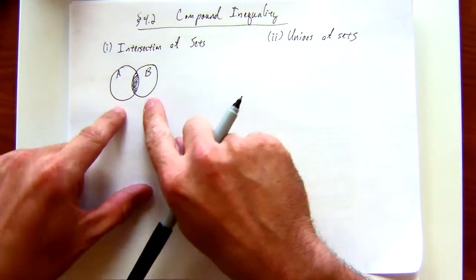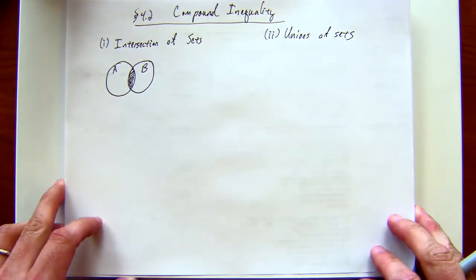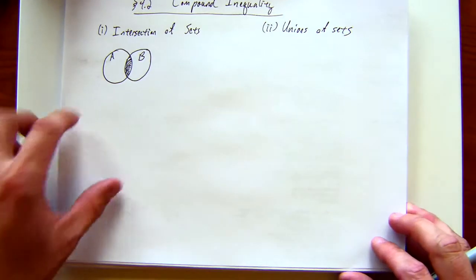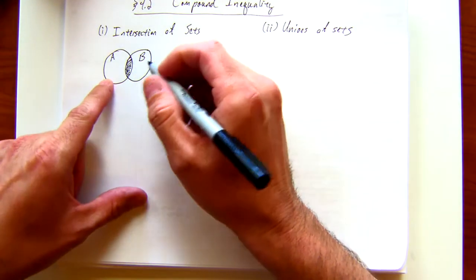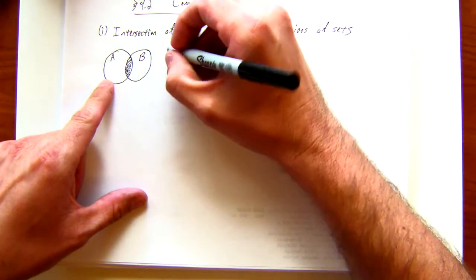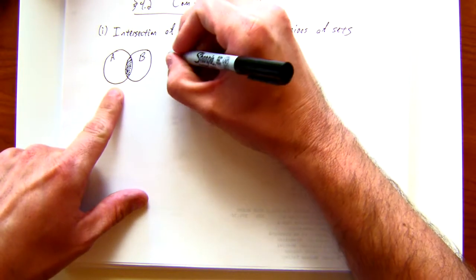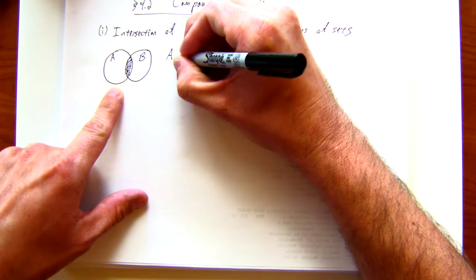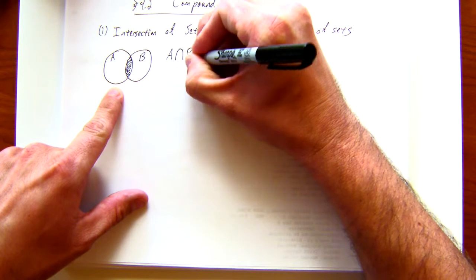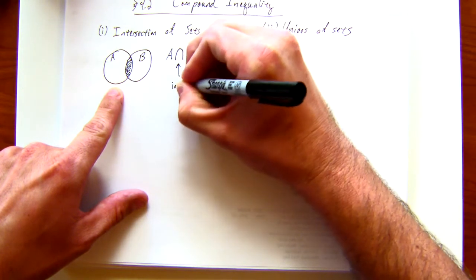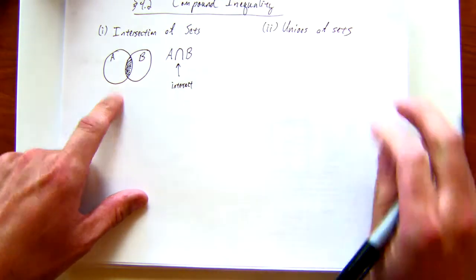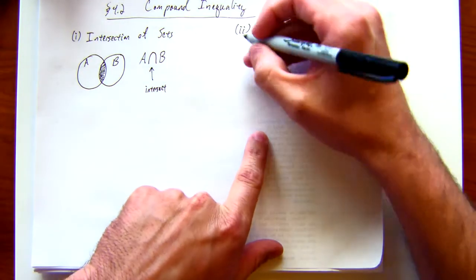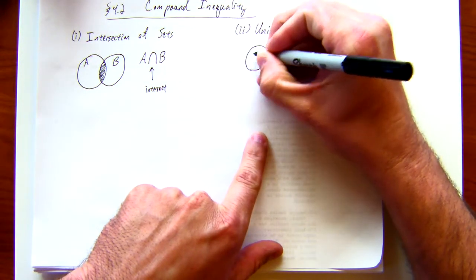Okay. These are called Venn diagrams. I'm sure you've been exposed to them at some point. But this is the intersection of A and B. The notation is not important for intersection, but I'll just introduce it. This is A intersect B. So that's intersect. Okay? Now the union you will need to know, but it's easier. So union of A and B.